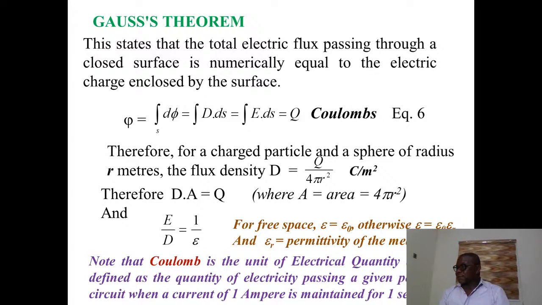At this point, we note that the coulomb is the unit of electrical quantity, and it is defined as the quantity of electricity passing a given point in a circuit when a current of 1 ampere is maintained for 1 second. As we go on, we also define other terms like the ampere.